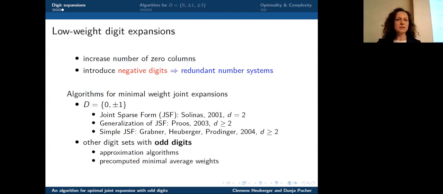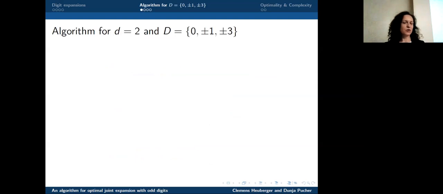Okay, now we learned something about digit expansions and how they can be used in cryptography. And now I will tell you something more about our algorithm. So what we managed to do is to give an algorithm for pairs of integers and for the digit set 0, plus or minus 1, and plus or minus 3.